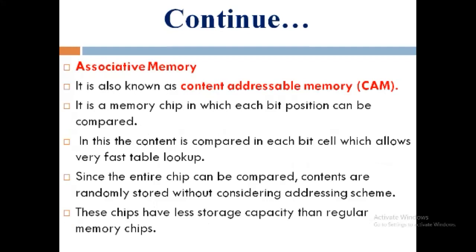Then associative memory, also known as content addressable memory, that is CAM. It is a memory chip in which each bit position can be compared. In this, the content is compared in each bit cell, which allows very fast table lookup. Since the entire chip can be compared, contents are randomly stored without considering addressing scheme. The chips have less storage capacity than regular memory chips.